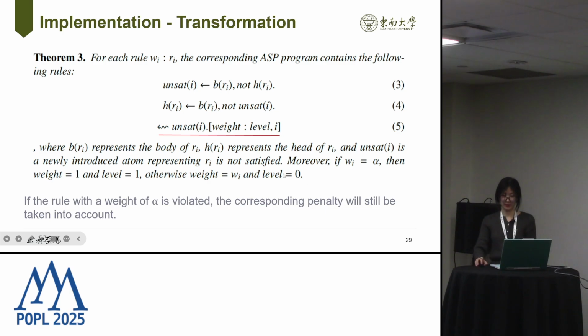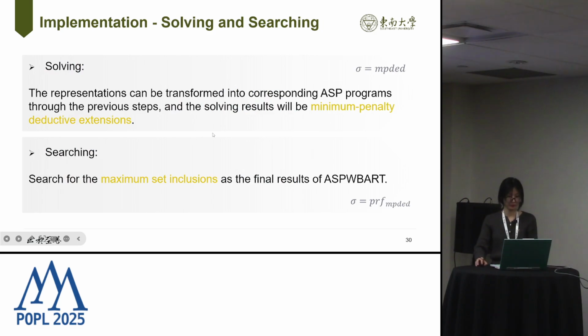Here's already a method to convert a rule like this into the corresponding ASP program based on the weak constraints. The representations can be transformed into corresponding ASP programs through the previous steps, and the solving results will be minimum penalty deductive extensions. Based on this, we can search for the maximum set inclusions as the final results.